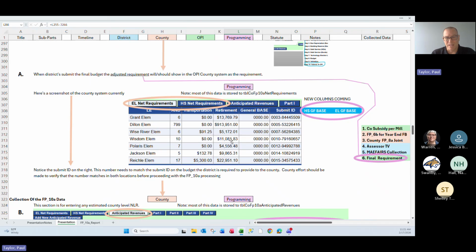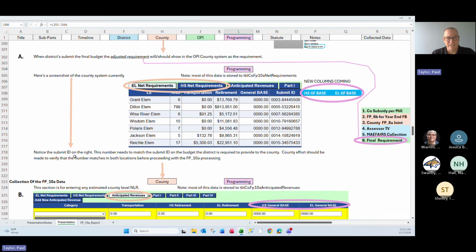Here's what the county screenshot looks like currently. Notice that the final requirement was calculated in step 6 above. Those are the values that will get printed in this area. Here I point out the submit ID number on the right. It's referring to these. It should match the submit ID on the budget for the district that is provided to the county. Please verify it.